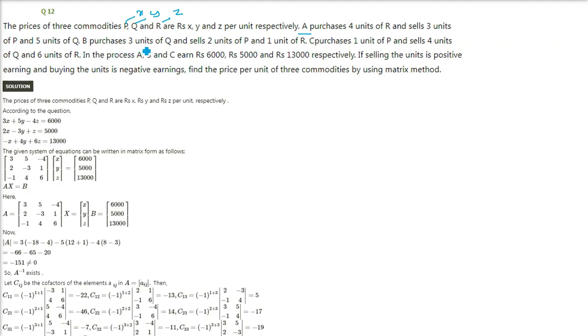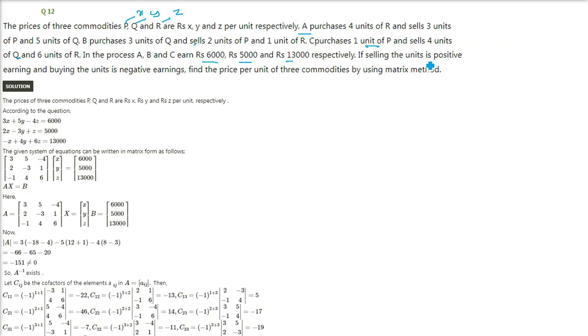B purchases 3 units of Q and sells 2 units of P and 1 unit of R. C purchases 1 unit of P and sells 4 units of Q and 6 units of R. So by these you will get 3 equations. For A you will get whatever the total is, it's going to be 6,000 because this is the earning. The B has 5,000 and C is 13,000.